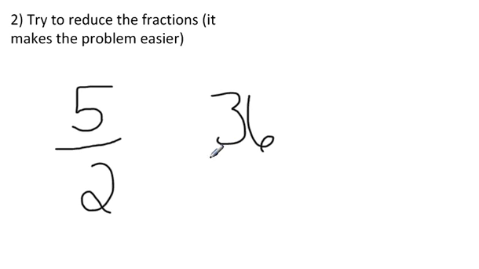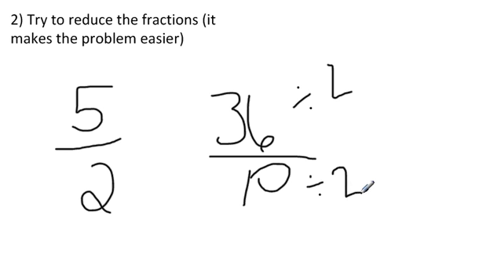Our next step is to try to reduce the fraction. You don't have to do it if you don't want to. It just makes the problem easier. To do this, you just have to divide the numerator and denominator by the same number, and those answers are the new fraction. So in this case, we can divide 36 and 10 by the same number, and we can divide them both by 2. And the new answer would be 18 over 5.